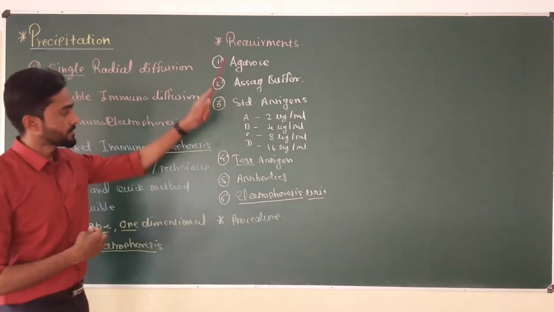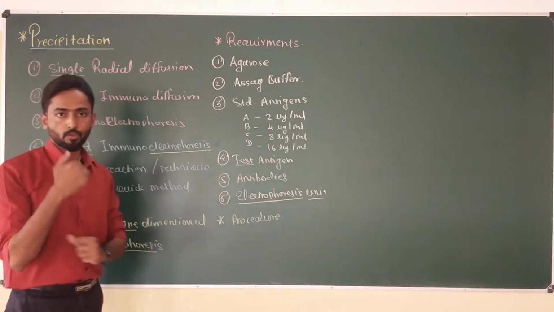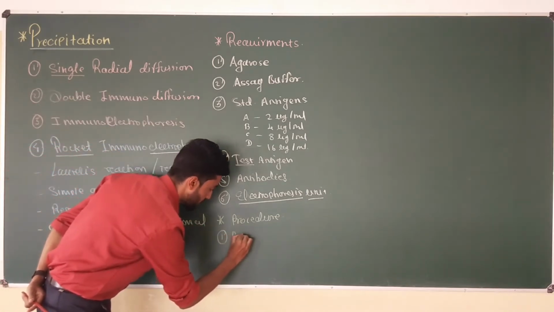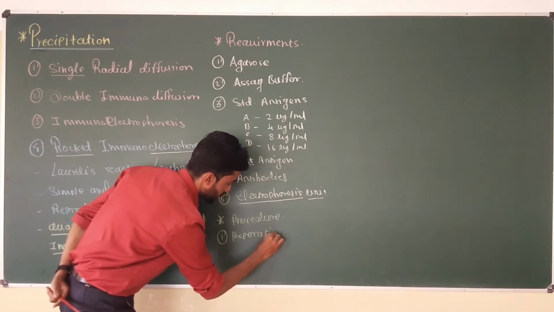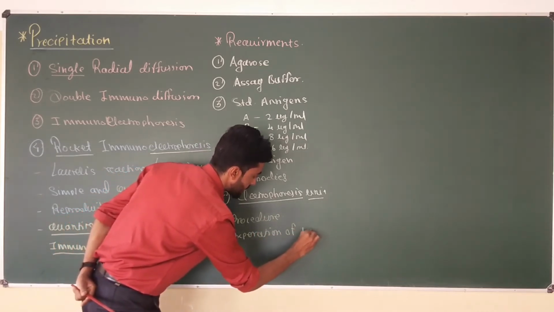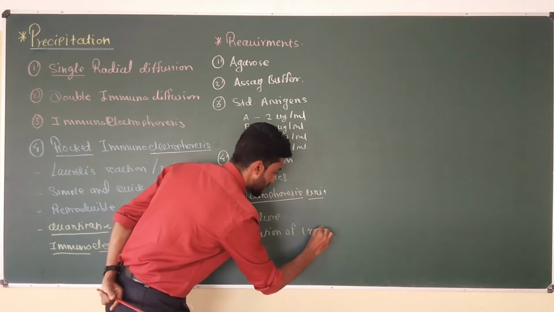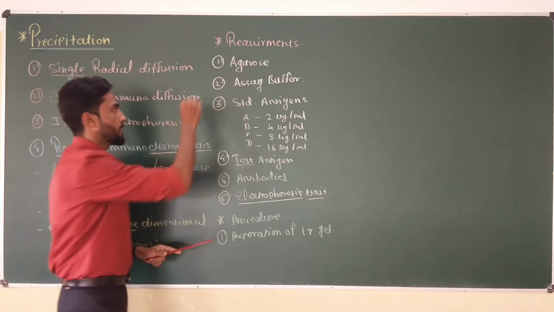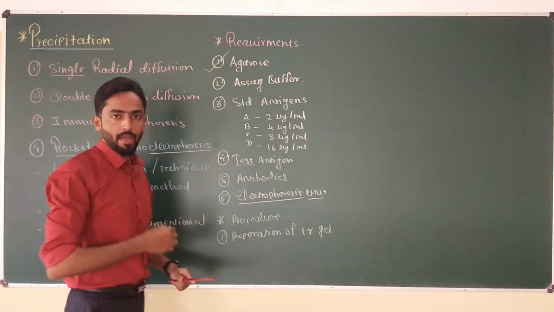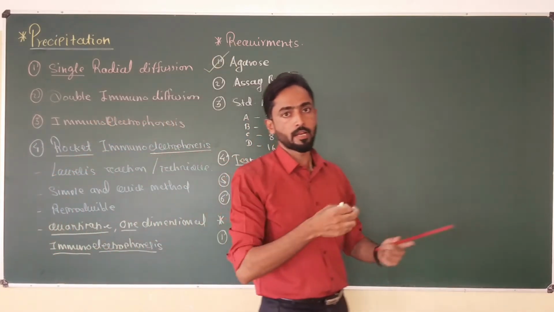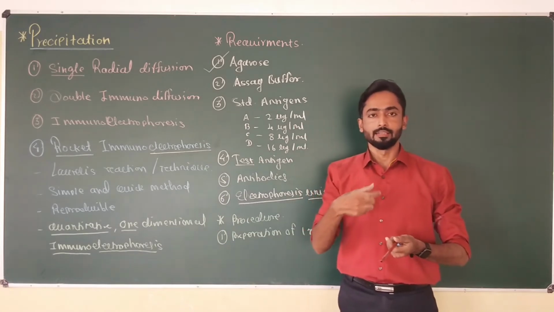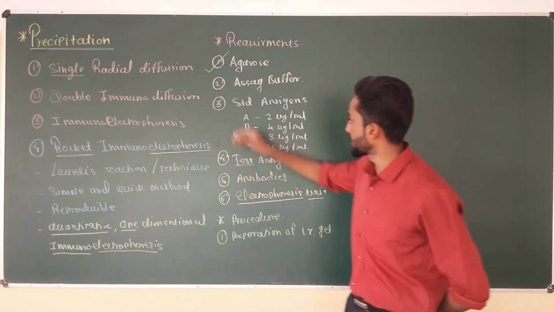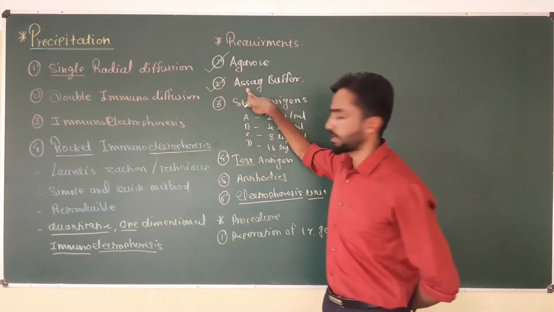Once you are ready with all these requirements, you can start the actual procedure. The first step is preparation of 1% gel. For preparation of 1% agarose gel, you have to weigh 1 gram agarose or agar or polyacrylamide powder, and dissolve that powder in 100 ml assay buffer. So for preparation of the 1% agarose gel, you are going to need these 2 requirements.